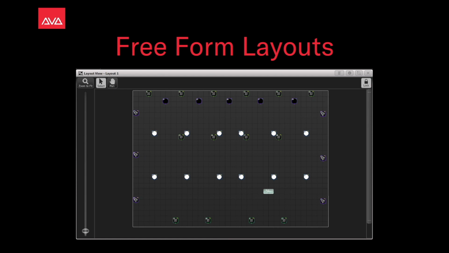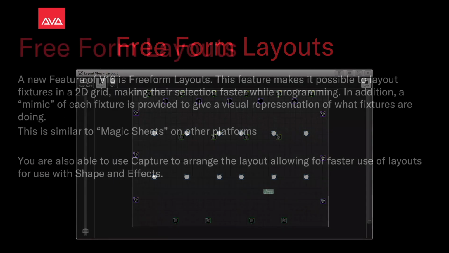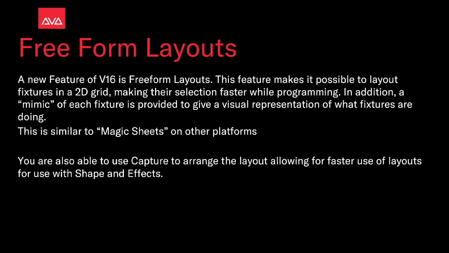In this video, we're talking about freeform layouts. A new feature of version 16 is freeform layouts. This feature makes it possible to lay out fixtures in a 2D grid, making the selection faster while programming. In addition, a mimic of each fixture is provided to give a visual representation for what the fixtures are doing. This is similar to magic sheets on other platforms.